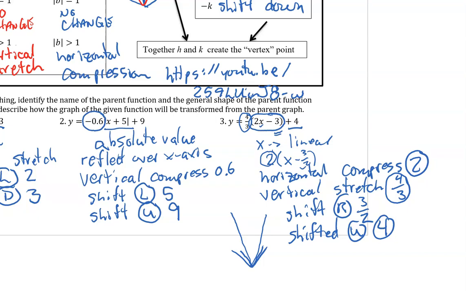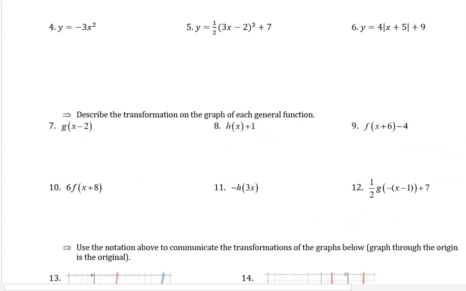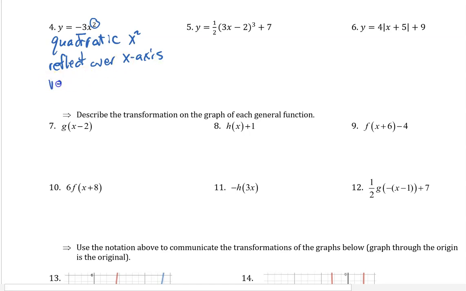Let's move on to the next page. Number 4. Negative 3x squared. So first we see it as a quadratic function, or parent function of x squared. We see that a is negative 3, so it's reflected over the x-axis. In other words, opens downward. And it is vertically stretched by a factor of 3.